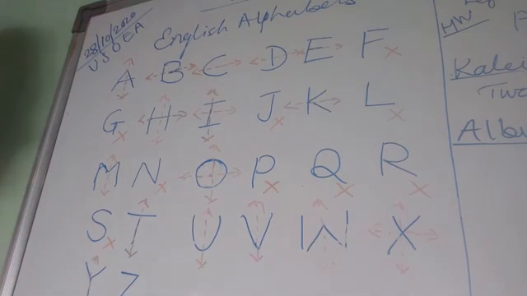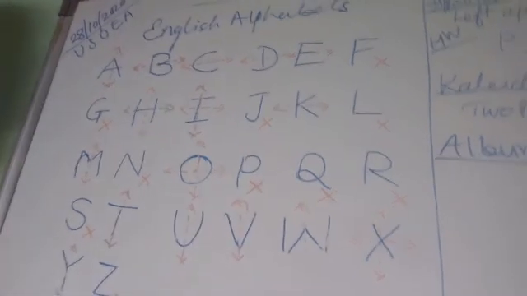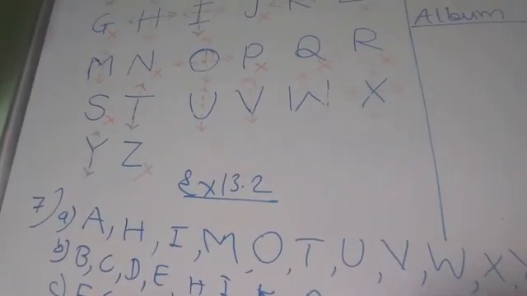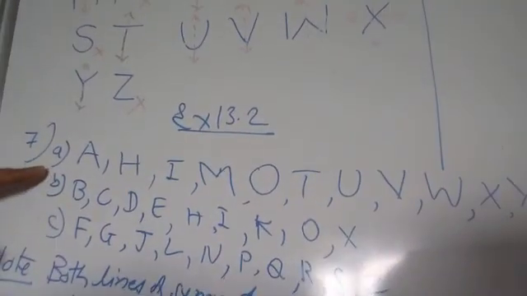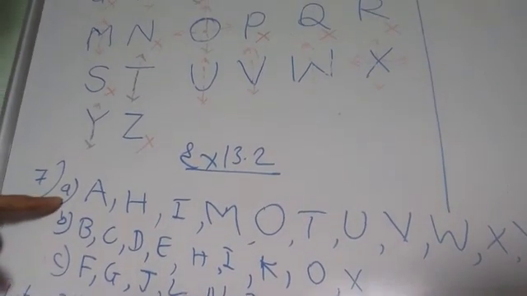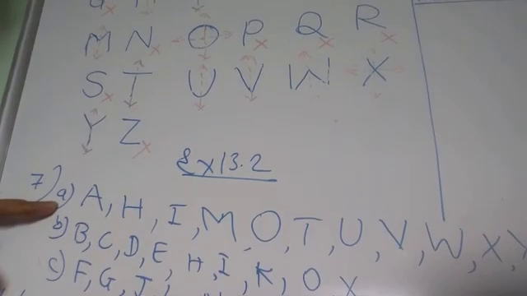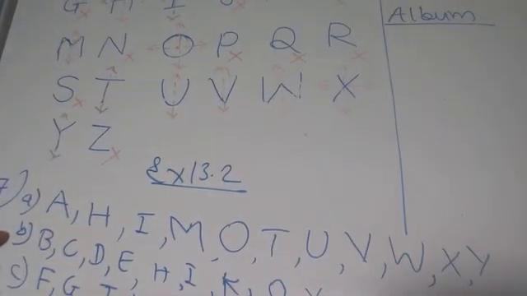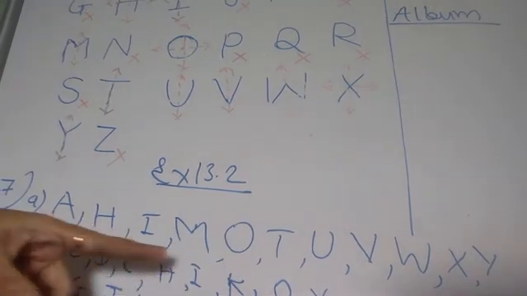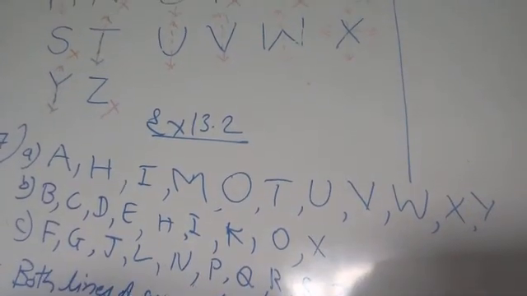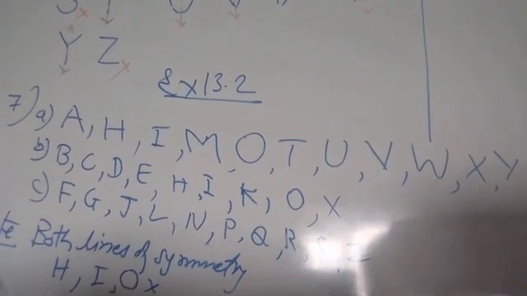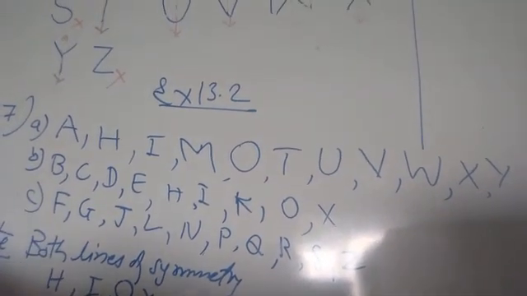Now, here the question 7th is asked. Its answers we have written like this. In first part it is asked the vertical line of symmetry, so we have written all these letters. Then in B it is asked the horizontal line of symmetry, so these are the letters for that. In C it is asked no line of symmetry, so we have already shown which are the letters with no lines of symmetry.